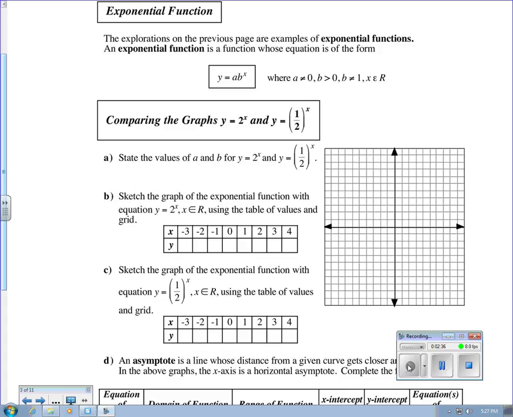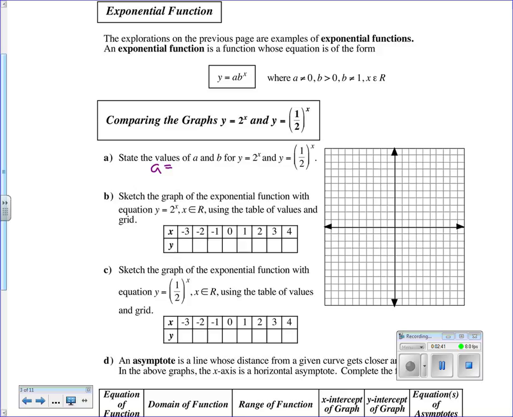Pretty clear what A and B are. A in both cases is 1. That's the coefficient of our power. In the first statement, the B value is 2. In the second statement, the B value is 1/2. If you scale your graph from -10 to 10 and 10 to -10 in the horizontal and vertical respectively, you can get a nice sketch of that.